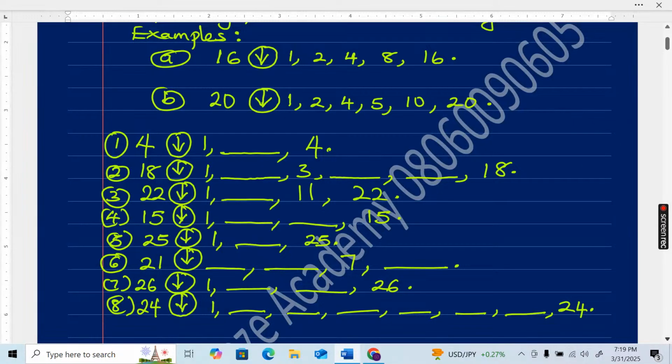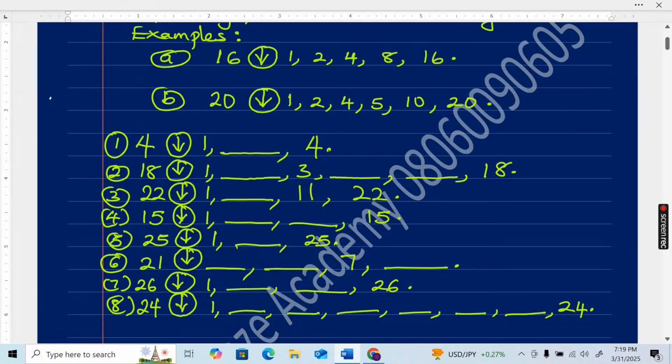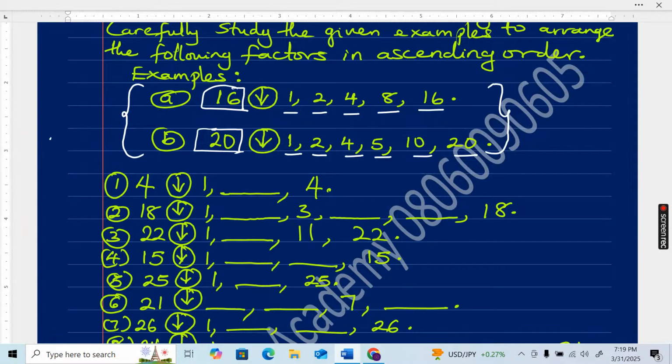It is very important. All right, so let me go back again and explain, because someone said he or she doesn't understand. Now, these are the samples for this quantitative reasoning. Then we needed to figure out how these numbers were gotten. Which ones were the given numbers? In sample A, 16 is the given number. In sample B, 20 is the given number. All right?